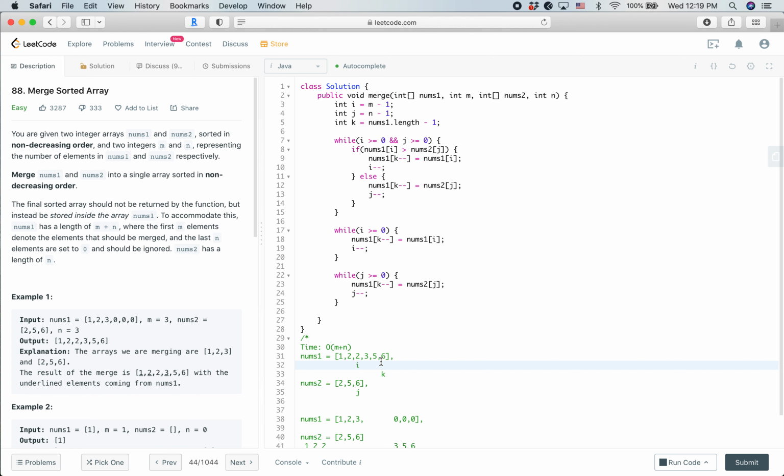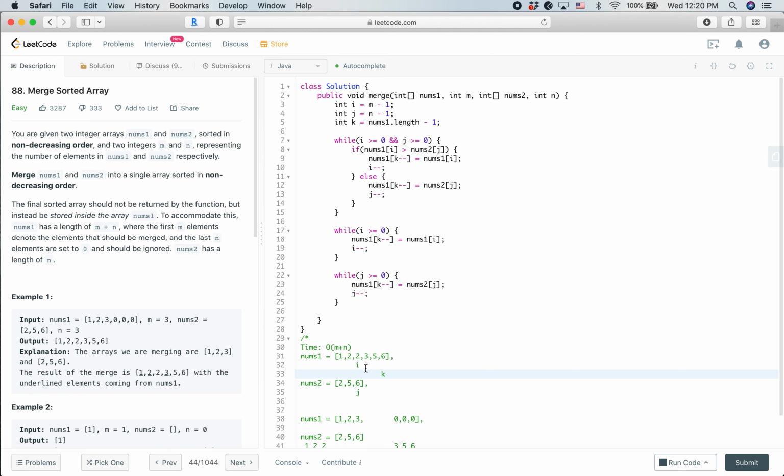So you may have a question. When k is here, we're going to put the result in k. However, the element at this slot is not processed yet. It's not picked yet. Is it possible at any point that we overwrite this number and then lose this number that we're supposed to process? So the answer is no.